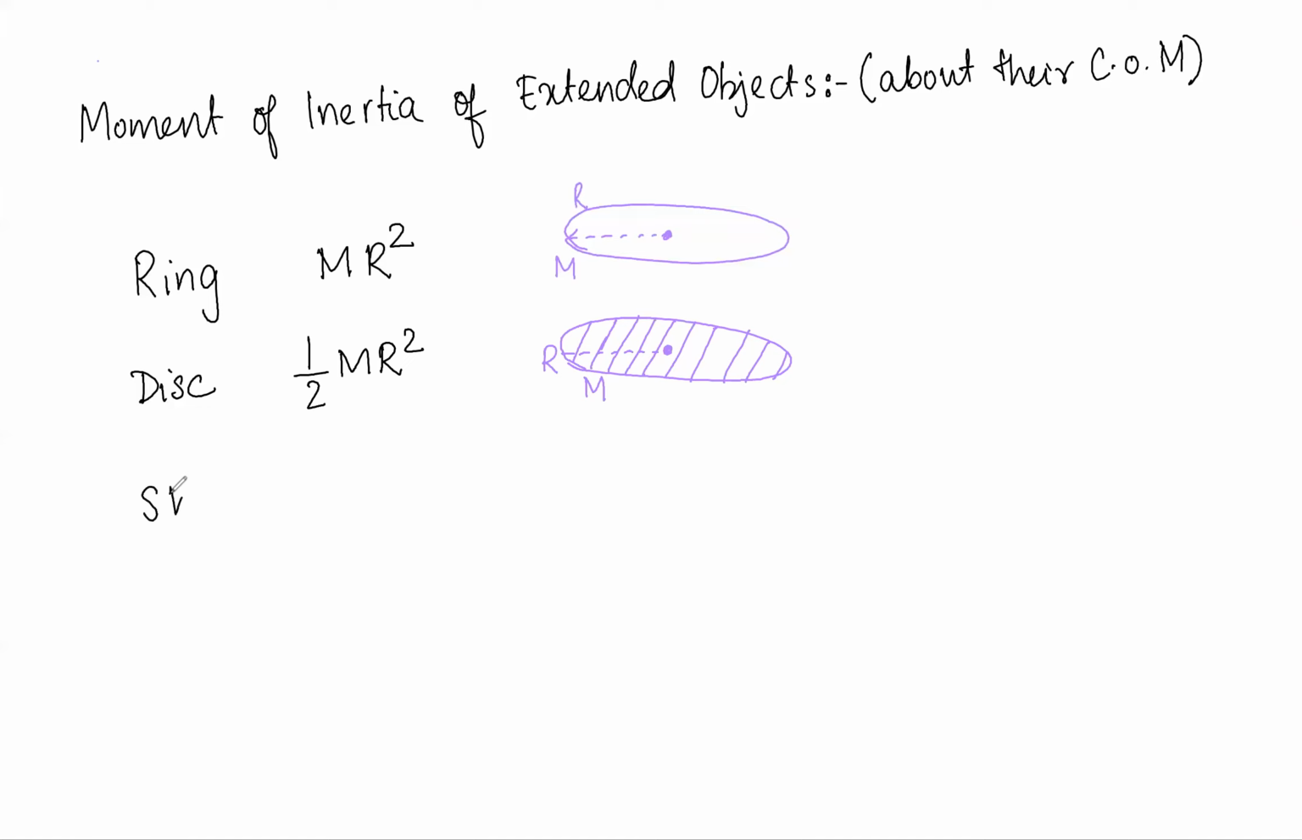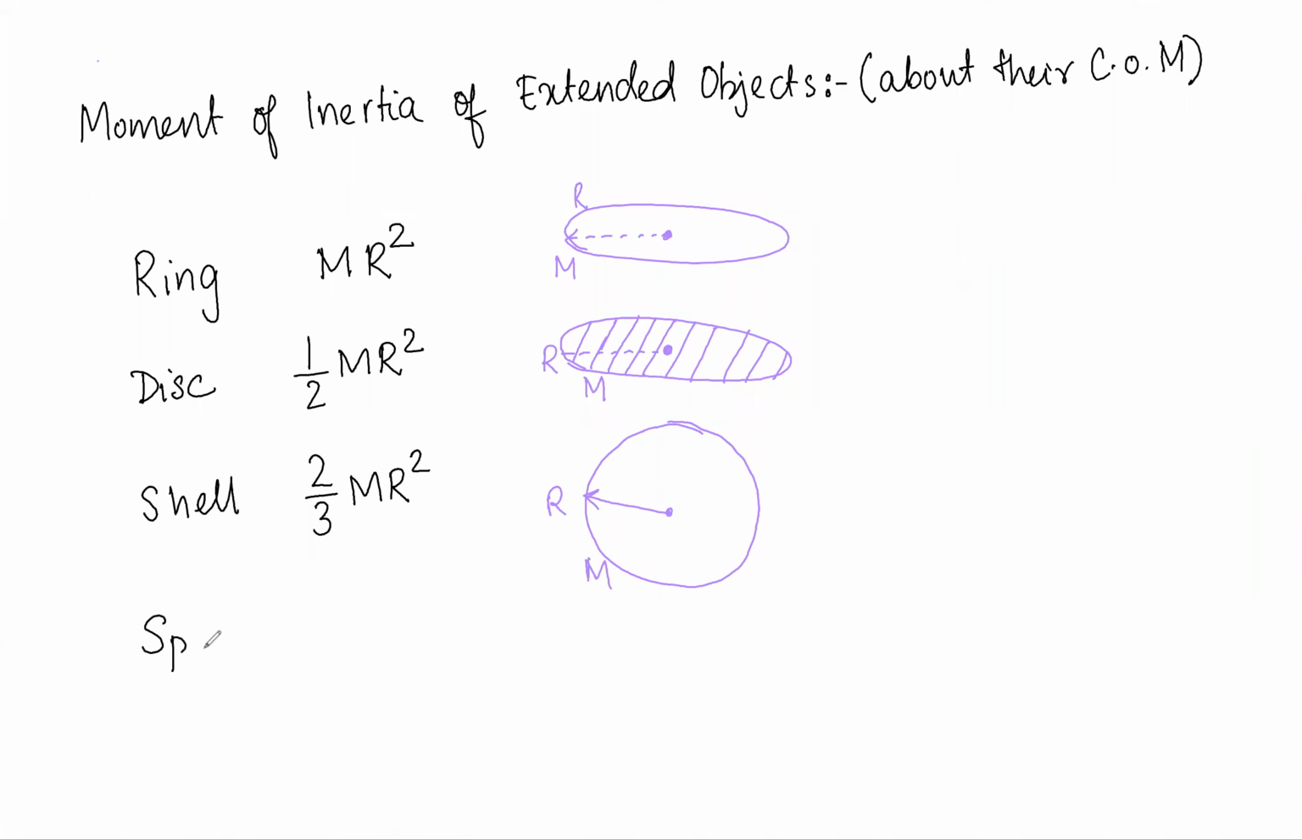What is a shell? A shell is an empty sphere, like a plastic cricket ball or a ping pong ball, table tennis ball. All of these are shells. Okay, the shell is 2 by 3 mr square. The moment of inertia of a shell is 2 by 3 mr square. ये shell का moment of inertia है. A shell exactly looks like a sphere on paper, so it will not make any sense to draw a shell, but this is a shell. The radius is r and the mass is m, and the moment of inertia of the shell is equal to 2 by 3 mr square. ठीक है? उसके बाद sphere.